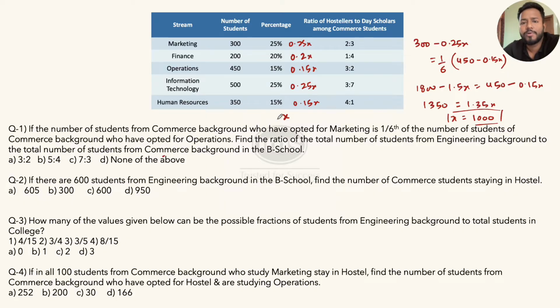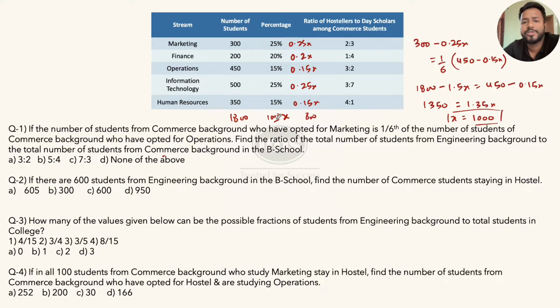So that means the total number of engineering students we have got is 1000. And we have to calculate the total number of students now. So 300, 200, 500, 500 and 500 is 1000, 1000 and 450, 350 gives us 800. So 1800 total number of students are there. So out of 1800, 1000 are engineering. That means the remaining 800 would be commerce students.